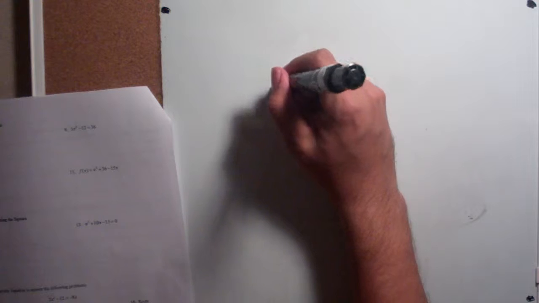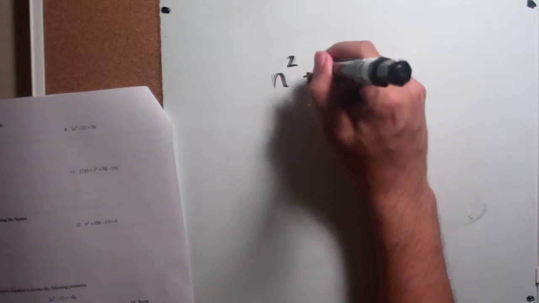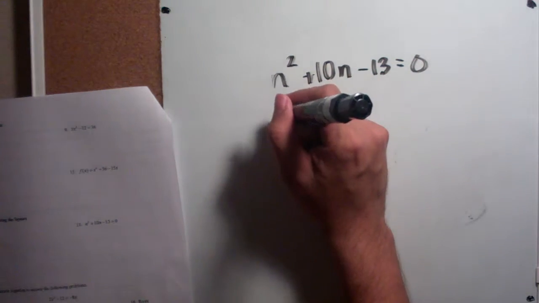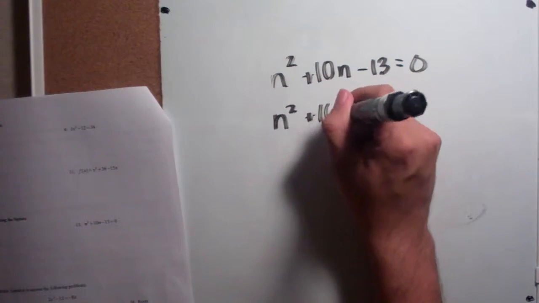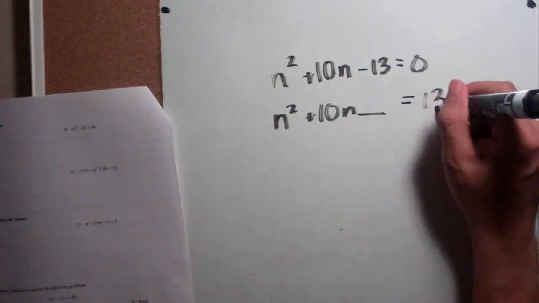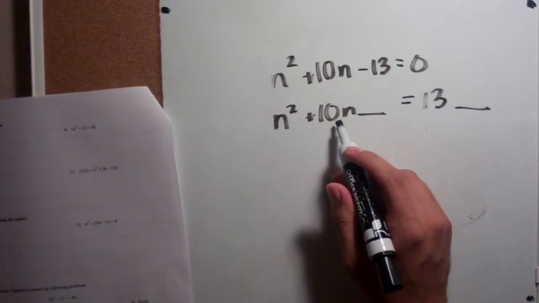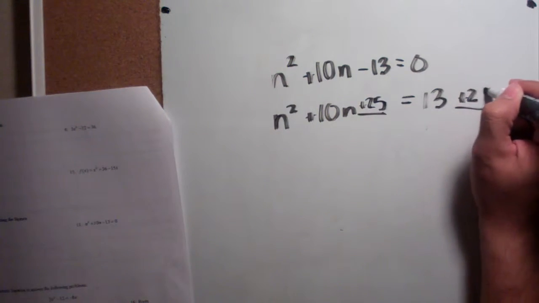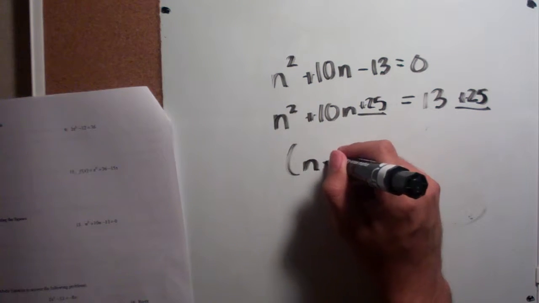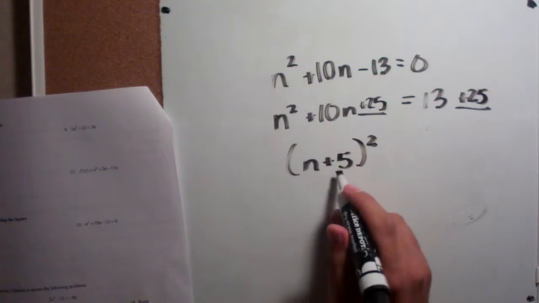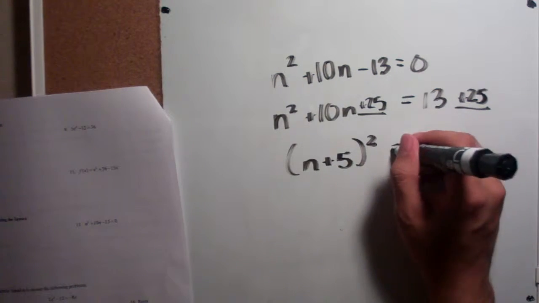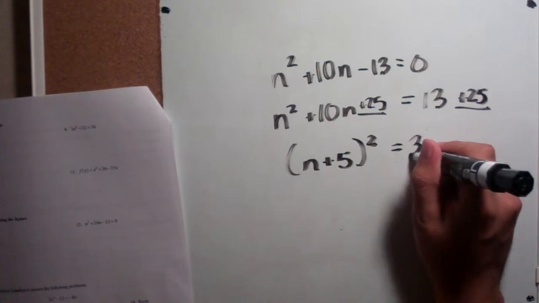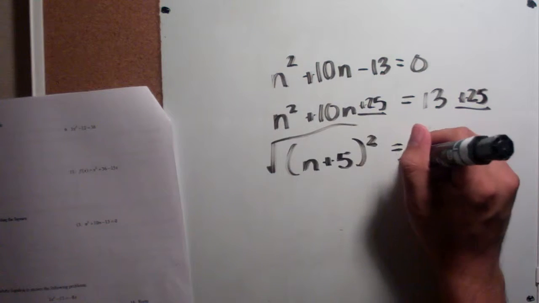Alright, and for the second one, it's already in standard form. So we have n squared plus 10n minus 13 equal to 0. Again, move the constant to the other side, to the right. We're going to have n squared plus 10n, leave a blank. When I move that, that becomes positive 13. Here, we take this divided by 2 and square, so 10 divided by 2 is 5, squared is a positive 25. So we're going to have n plus 5 squared. Again, if I square this binomial, I should get this trinomial here. And over here, it is 38. I'm going to square root both sides.